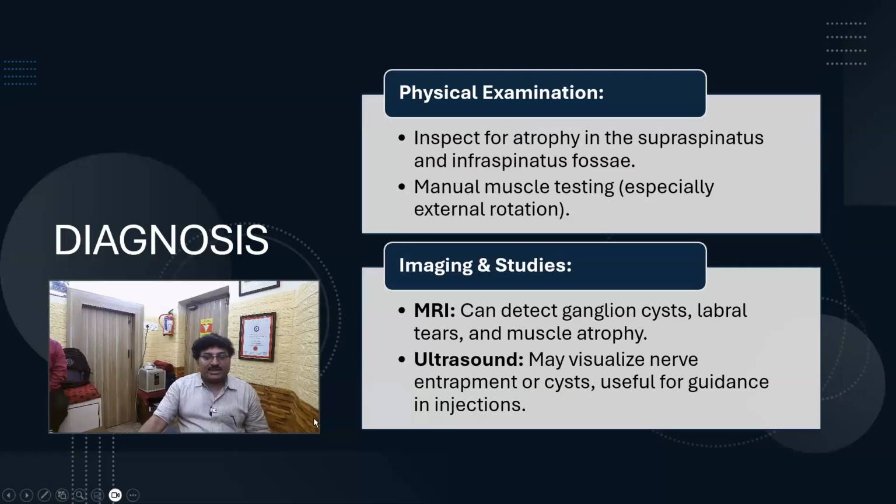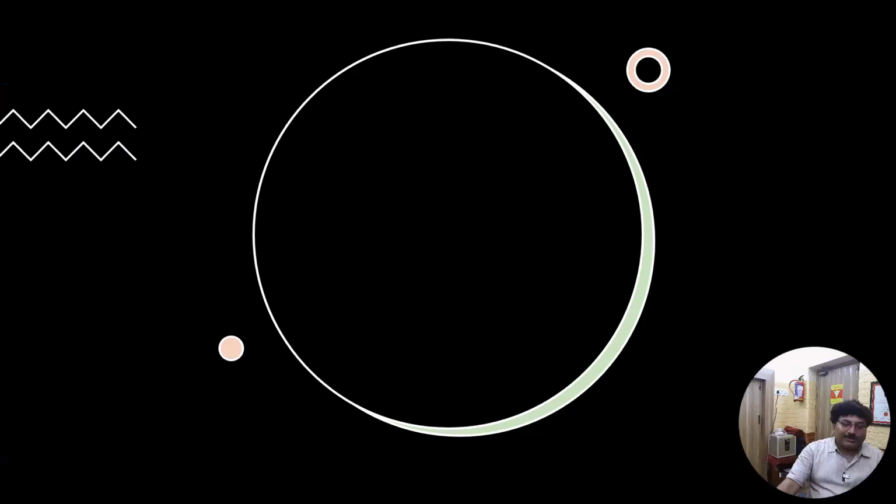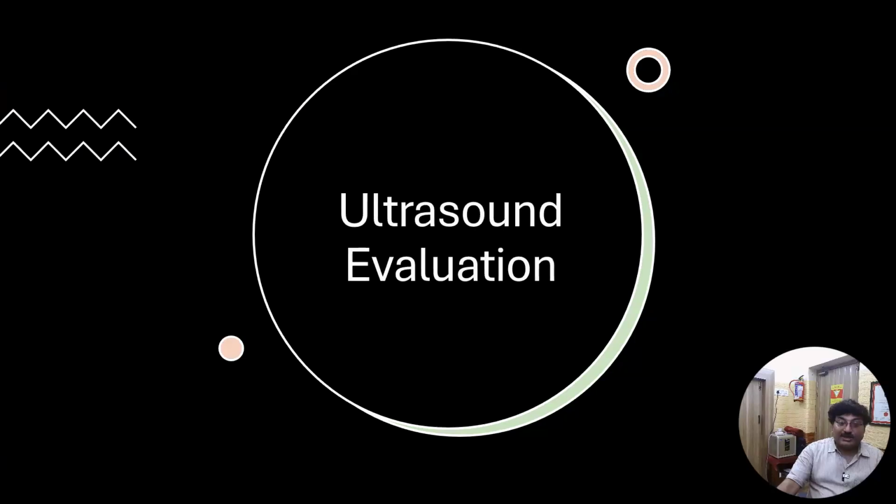Physical examination and MRI, ultrasound. Remember, in soft tissue pathologies, practically CT and X-ray don't have much role. So in most cases, you can do the ultrasound first in the OPD or in the ward, or finally you have to go for the MRI to detect the small things or deeper things.